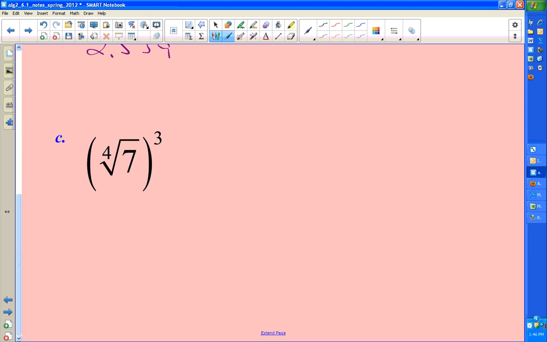How can I rewrite this? 3 over 4. Remember, index is the denominator of your rational exponent. So once you get it into something to a power, then it's a lot easier, because most of us can't do the 4th root. And even if you can, it's easier to do a fractional exponent. Whether you can or can't is irrelevant. It's faster to do 7 to the 3/4. 3, 0, 4. Oh, 3, 0?